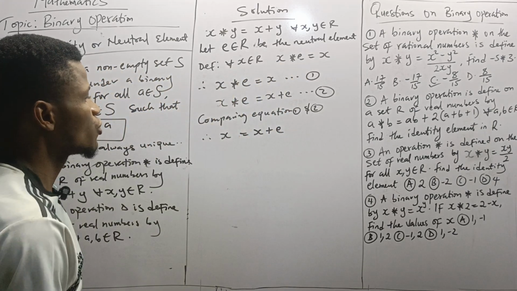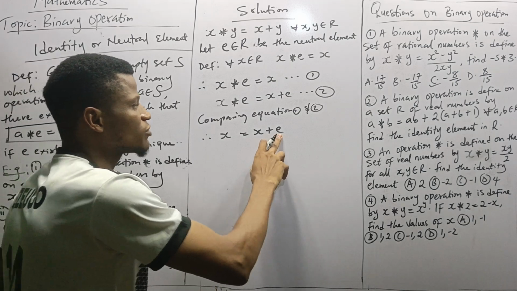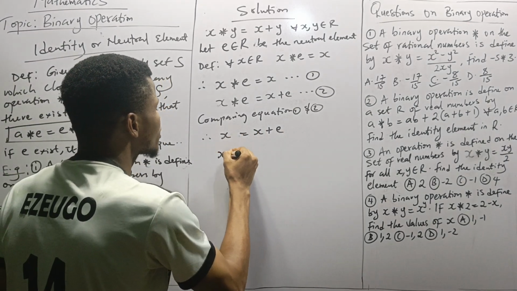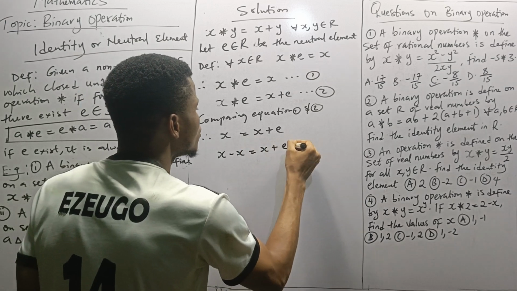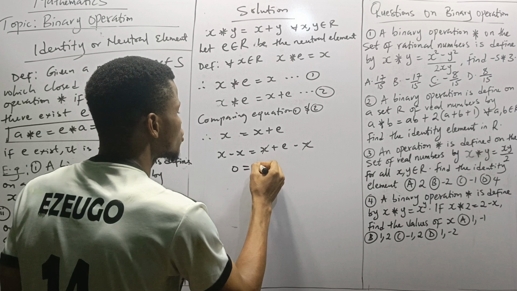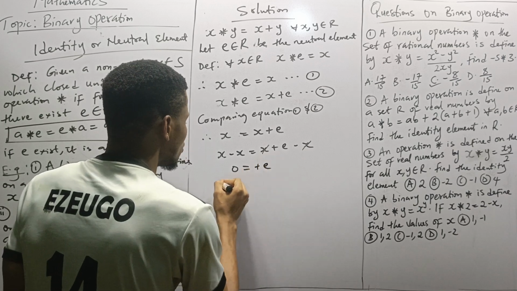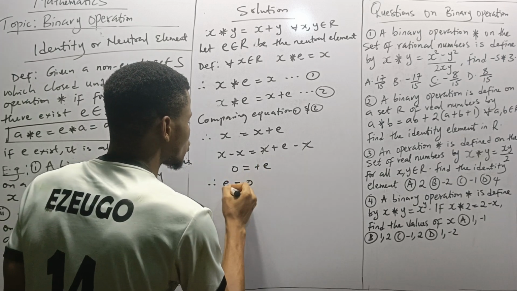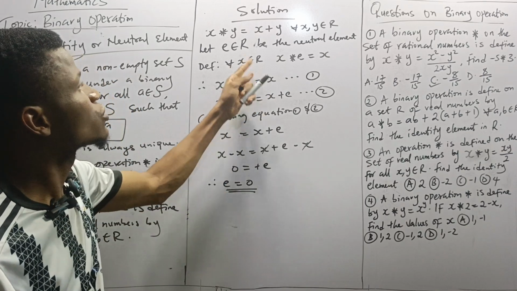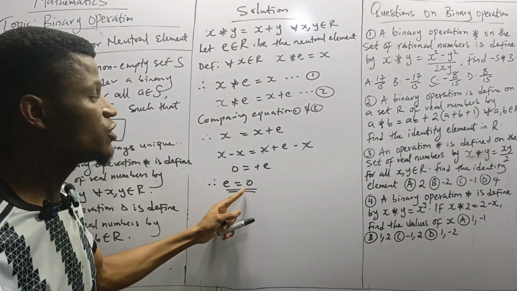So in this case, we are making E the subject of the formula. We remove X from both sides. If we do that, we have X minus X equals X plus E minus X. X minus X is 0, and X minus X here is 0. So we have 0 equals plus E. Therefore, our E is equal to 0. So you can see that the neutral element under the addition operation is 0.